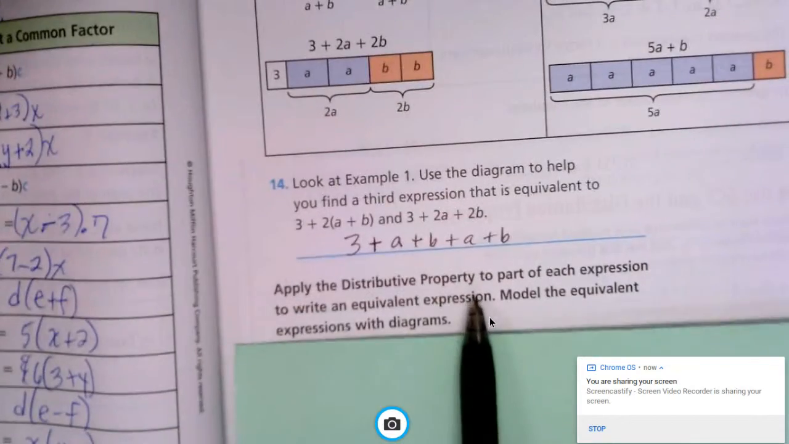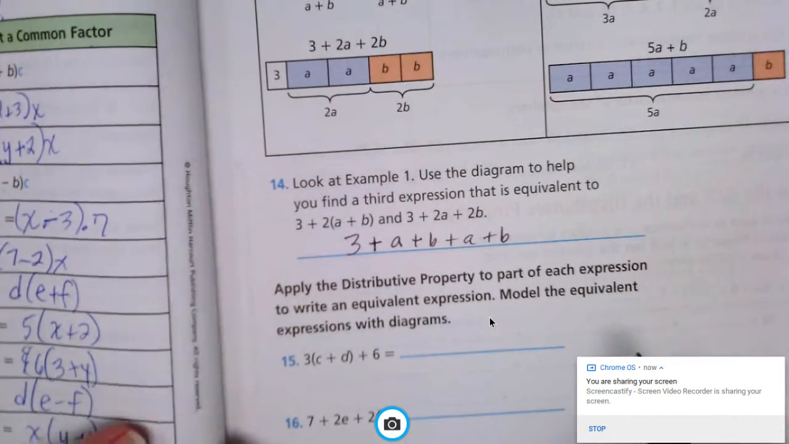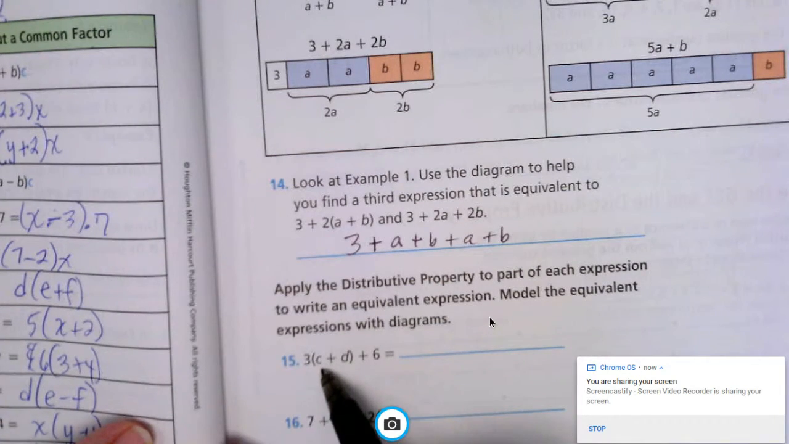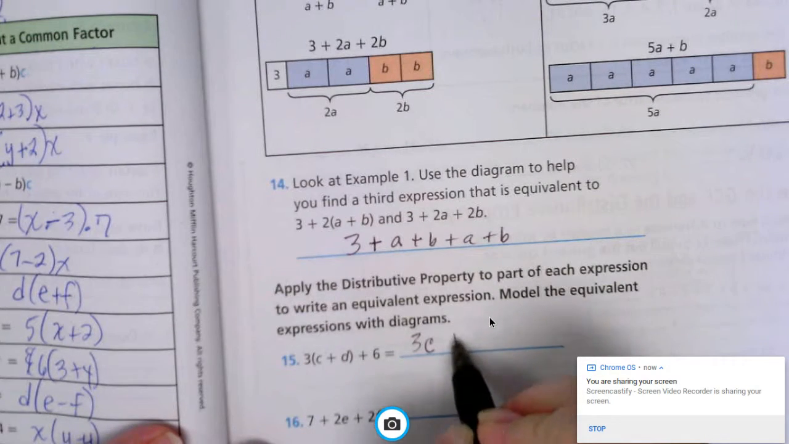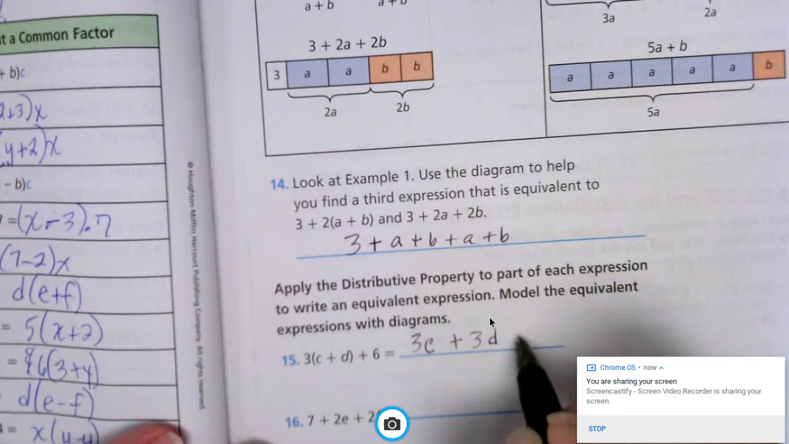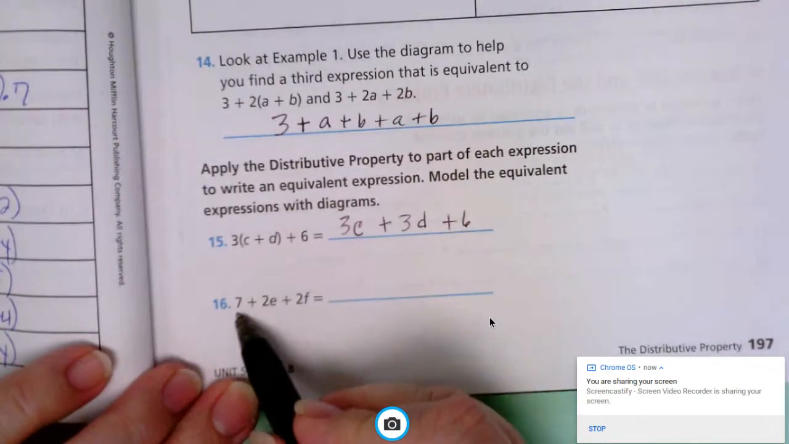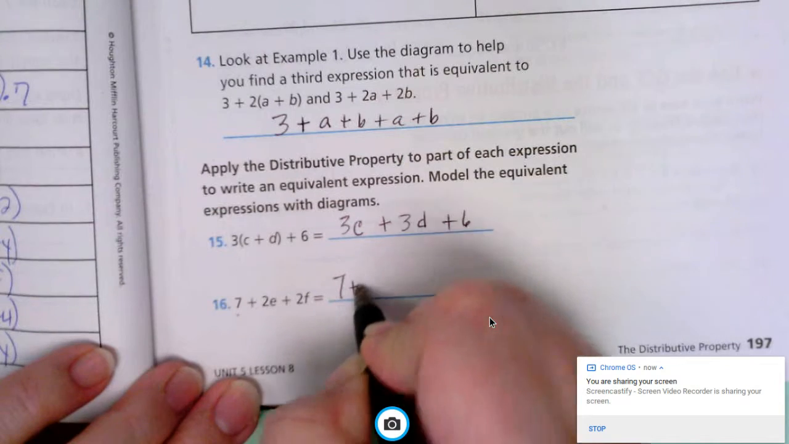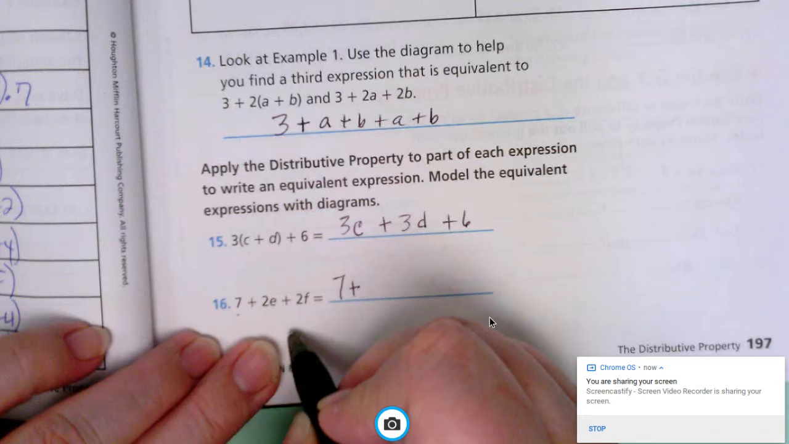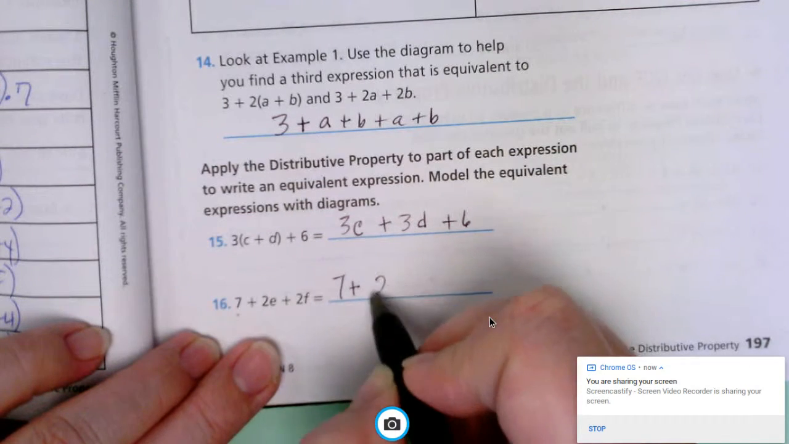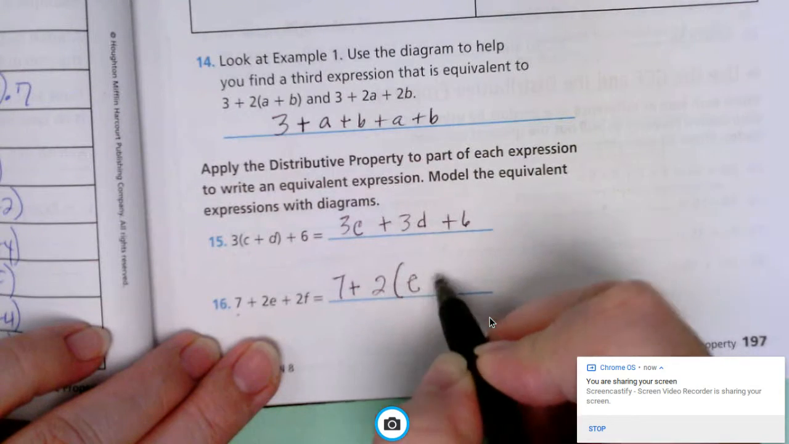Apply the distributive property to part of each expression to write an equivalent expression and model it. So we have 3 of (c plus d). So we can break that down: 3c plus 3d. And then there's your 6 that gets left alone. And then 7 plus, I would just leave alone. And then we can pull out the 2 and put that in front of a parenthesis of e plus f.